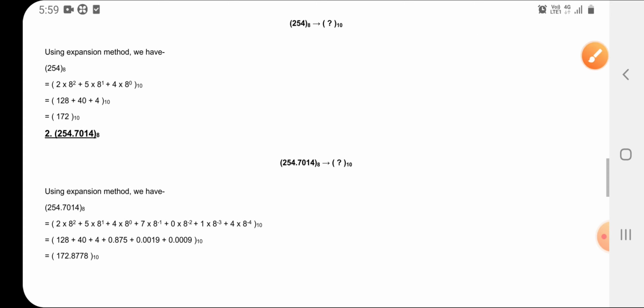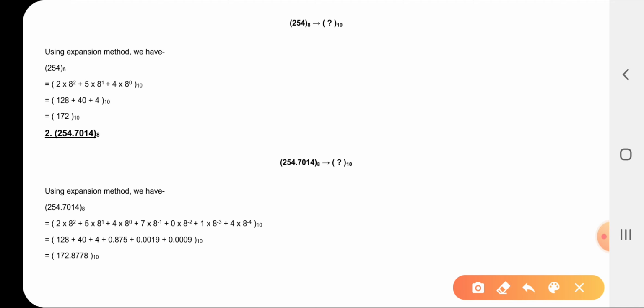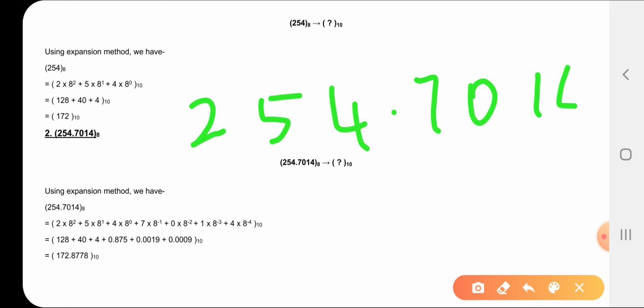Okay, you see the next sum. So same, 254.7014. Okay, so 254 again, already we have found the value for 254. So 7014, you write the positional value. Okay, 7014 first you have to write. 254.7014.